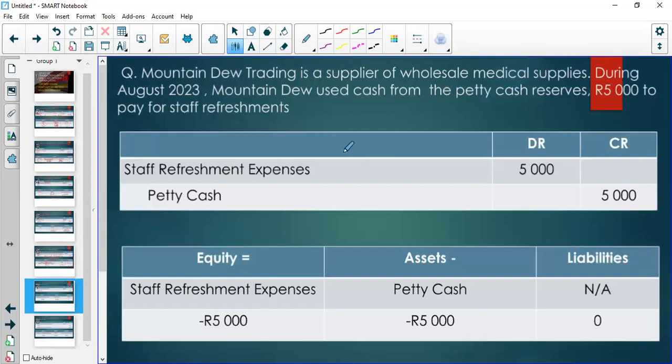Right, so what happened here is that the entity Mountain Dew used cash from the petty cash reserves, 5,000 Rand, to pay for staff refreshments. Now, staff refreshments is an expense. And if you remember your debit click, these are elements that you will debit if they increase. So there's been an increase in expenses, and that expense has to be debited, all right.